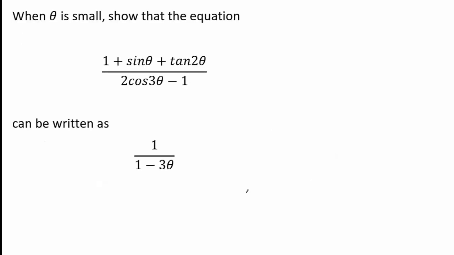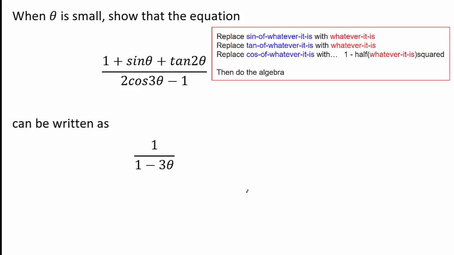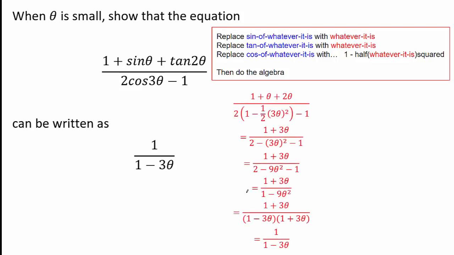Okay, what about if you get questions like this? Can you have a go at this one, please? So you go from the top equation to the bottom one by replacing your stuff out. You replace sine of whatever it is with whatever it is, tan of whatever it is with whatever it is, the cos one gets replaced like that. Then do the algebra, which becomes that algebra there. I'm not going to read it through to you. You can pause the video and check that through for yourself. But you can see it does get the right answer.